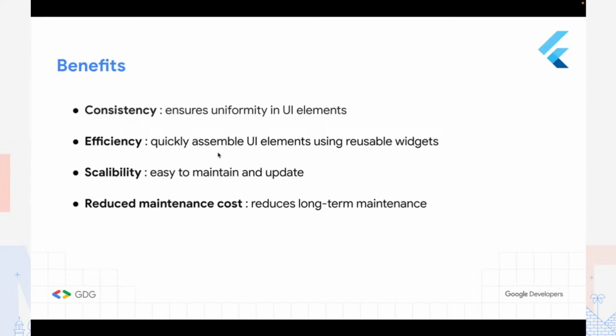Efficiency, because you can quickly assemble the UI elements using the reusable widgets. Like I said, if I want 10 different buttons in one screen, I don't have to write all the elevated button code. I just have to call a rounded rectangular button, just give the text and the color, and that is how I can quickly build my button. So the assembly of UI elements will be quicker because you already have them extracted in a file.